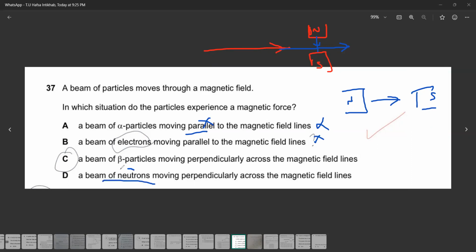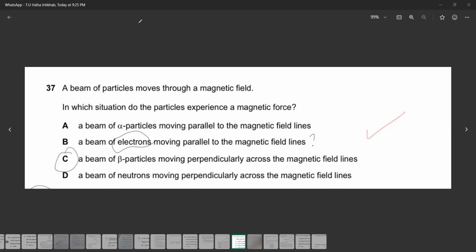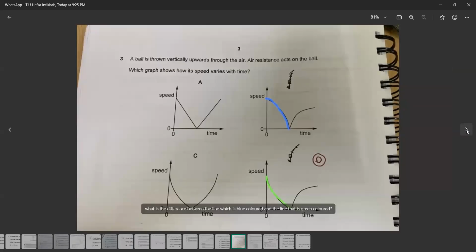Here a beam of neutrons are not charged particles. When charged particles are moving perpendicular to the magnetic field, they experience a force. So if an electron is passing perpendicular, yeah, that's right. If an electron is passing perpendicular, then it will experience the force. Then this statement would be correct. But they mention it is parallel, that's why it is wrong. Is it clear, this one? So the particle, or even a wire, should be perpendicular to the magnetic field to experience the force.